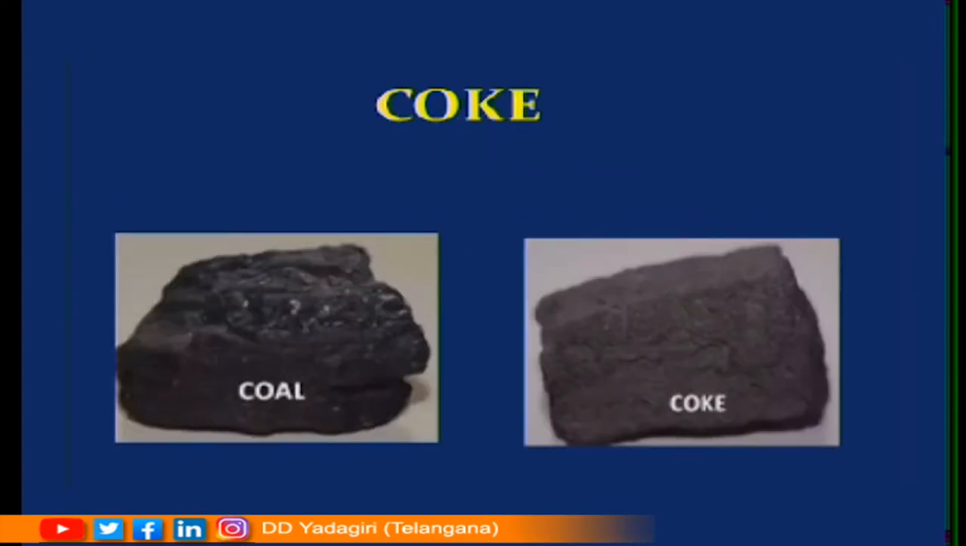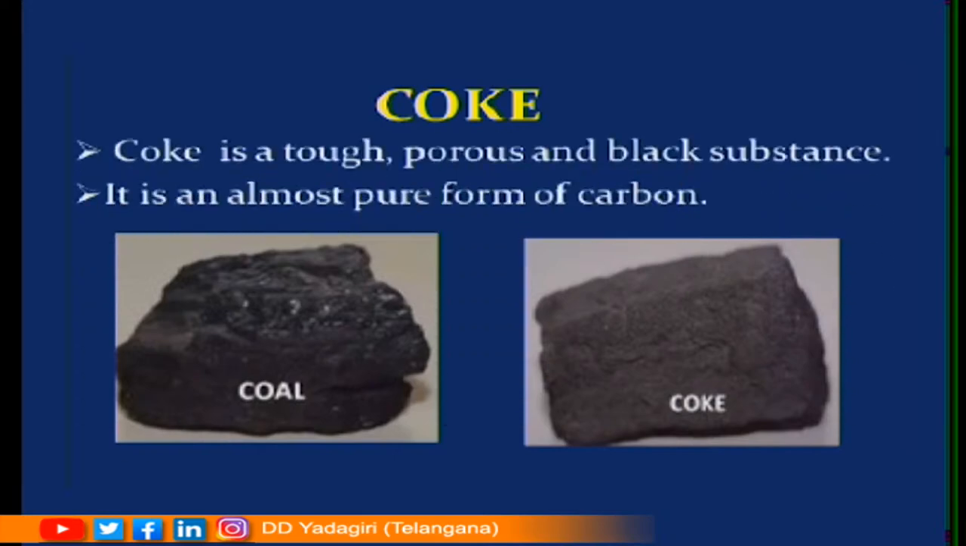First one is coal. It is a black colored, hard substance. Whenever it is processed in industry, we will get coke. It is 100% carbon. Coke is a tough, porous black substance. It is almost a pure form of carbon. We will have fewer impurities in the coke when compared to the coal.